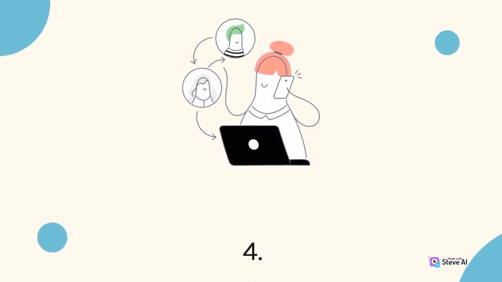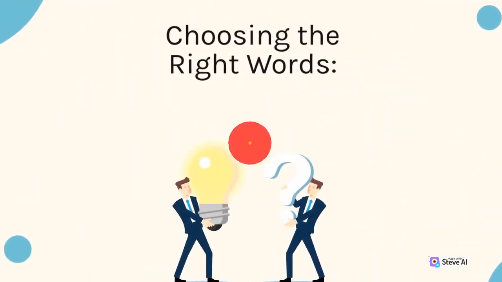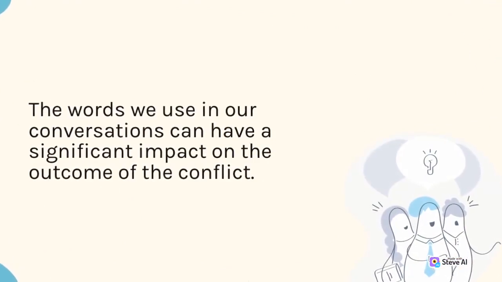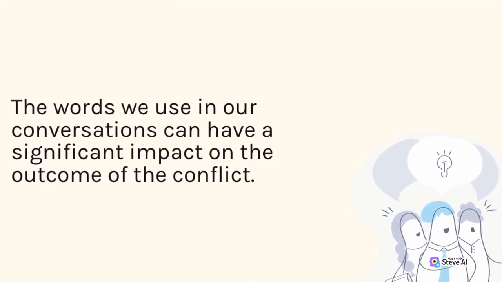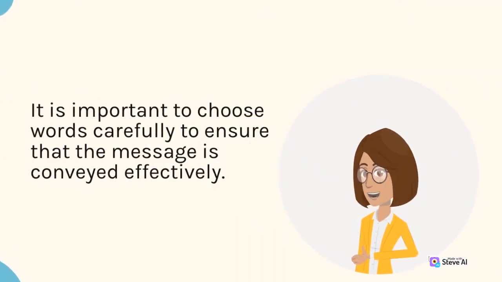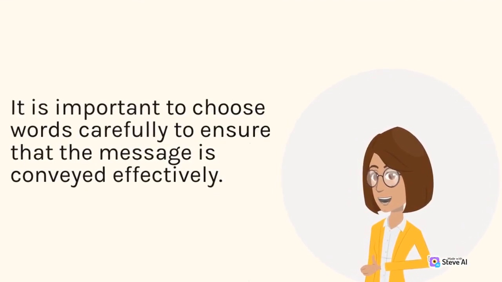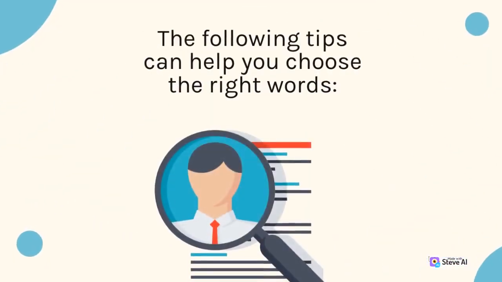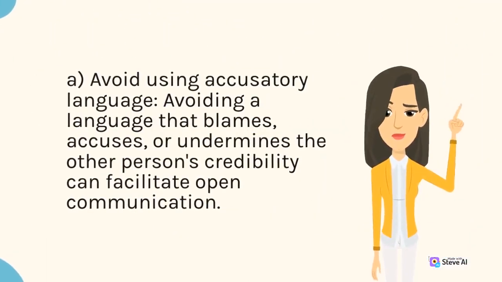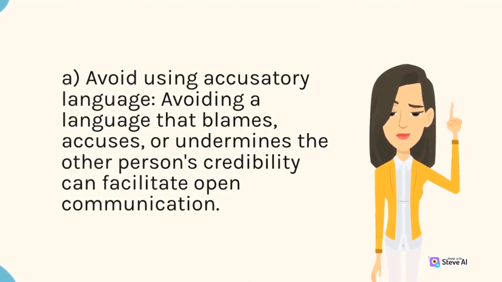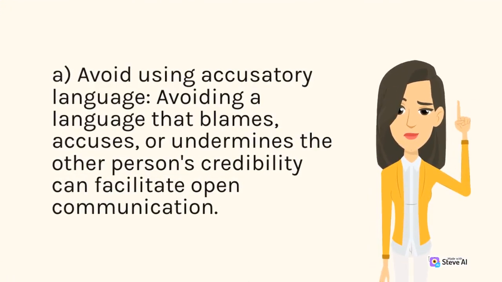4. Choosing the right words. The words we use in our conversations can have a significant impact on the outcome of the conflict. It is important to choose words carefully to ensure that the message is conveyed effectively. The following tips can help you choose the right words. A. Avoid using accusatory language. Avoiding language that blames, accuses, or undermines the other person's credibility can facilitate open communication.